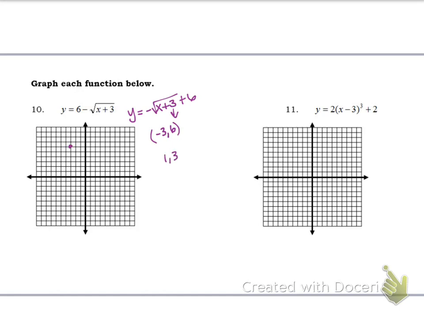Okay, it's going to be 1, 3, 5 to the right, but that negative is going to flip it down. So I actually go right 1, down 1, right 3, down 1, right 5. 1, 2, 3, 4, 5. That negative made it reflect down.